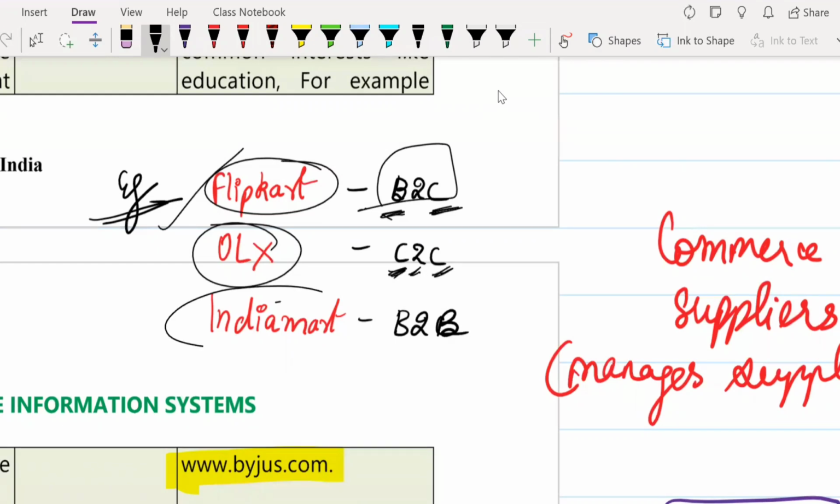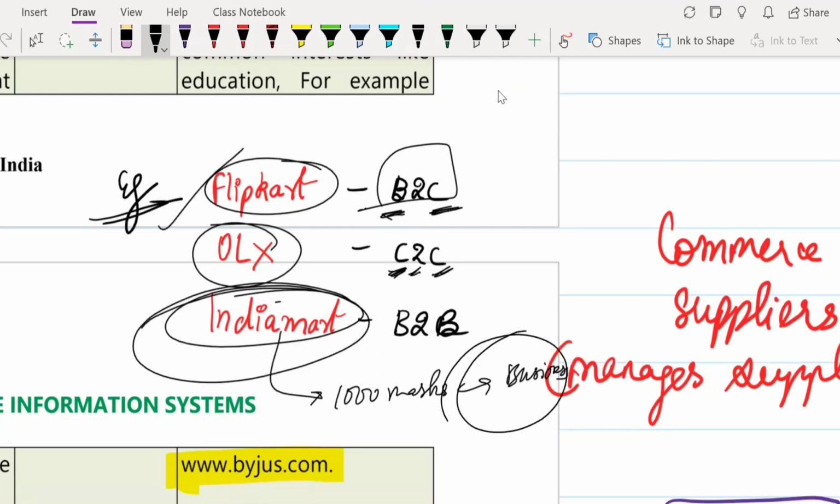So IndiaMART is a website where only bulk purchases are taken. And who does bulk purchases here? Only businesses do bulk purchases here. So if IndiaMART is selling, suppose, 1,000 masks to another business who is going to later sell on to its customers, here one business is selling a product to another business. So it is business to business, which is your B2B.